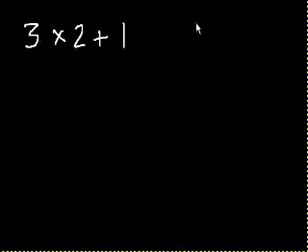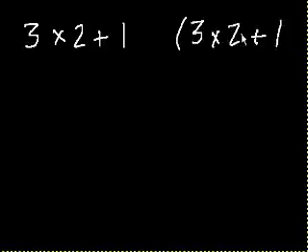So I'm going to ask you, I guess, some maybe thought-provoking questions. If I were to tell you 3 times 2 plus 1 versus 3 times 2 plus 1, with 3 times 2 in parentheses, are these expressions in any way different? Well, I think if you worked it out, you'll see that they're the same. And if you think about why are they the same?